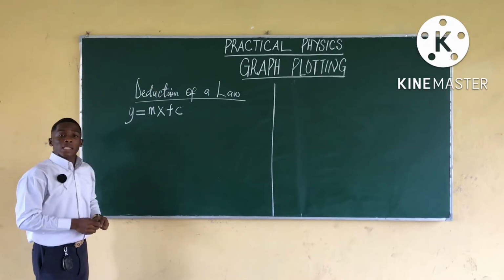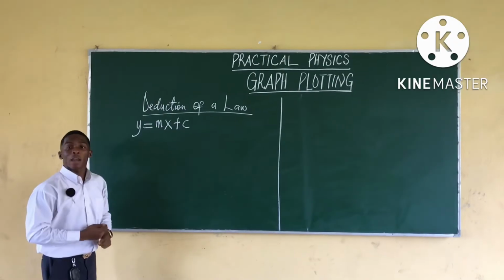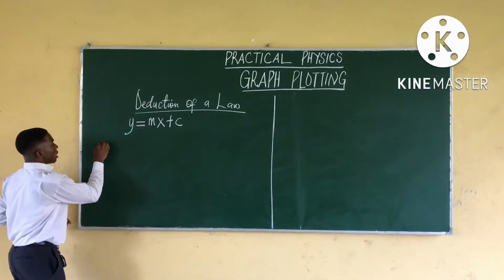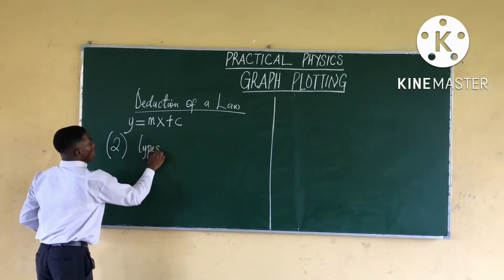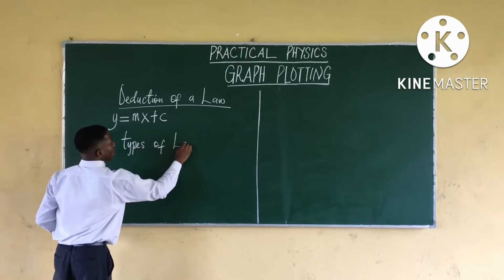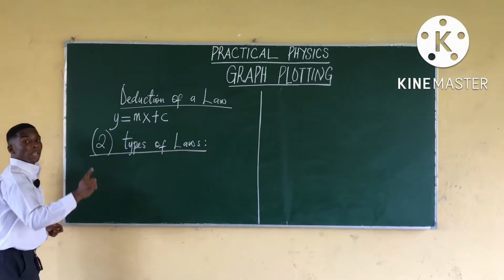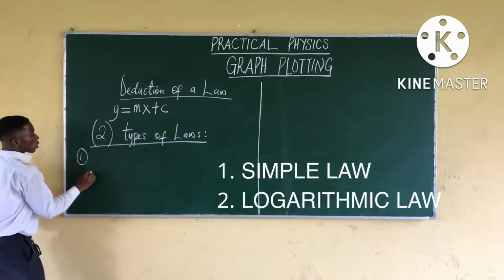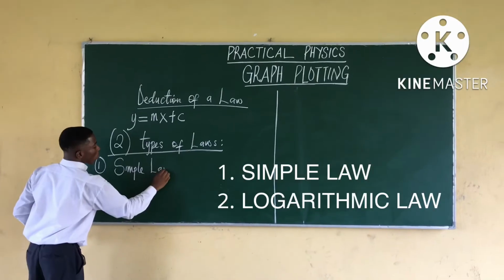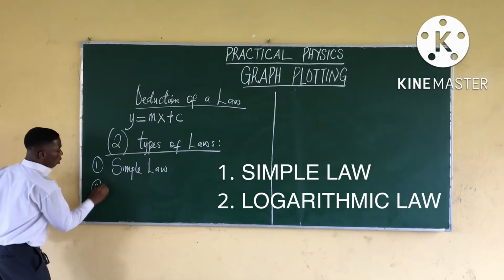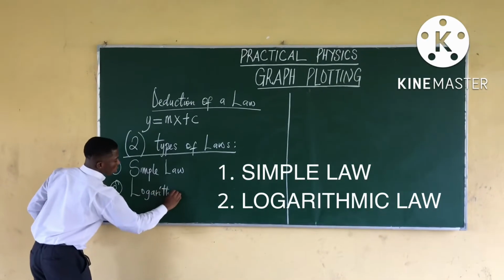Let's look at examples of laws. There are two types of laws when it comes to physics practical and graph plotting. The first type of law is called the simple law, and the second type of law is called the logarithmic law.